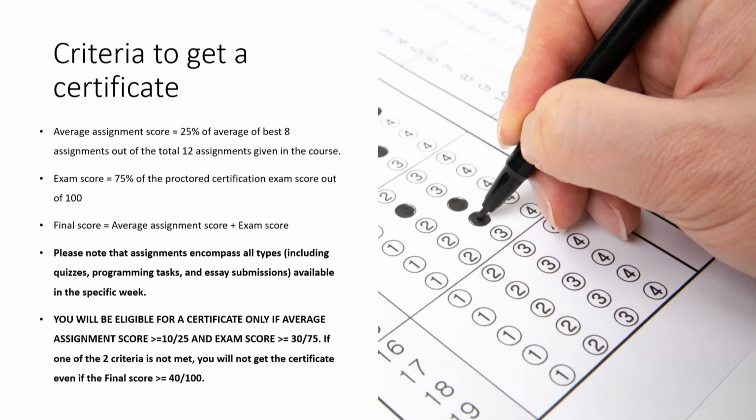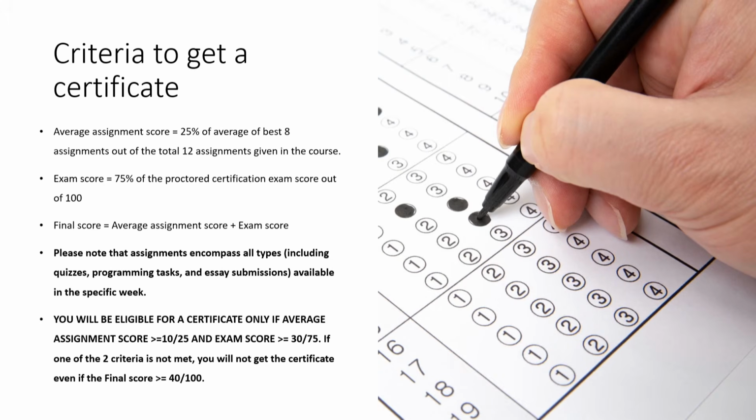To get a certificate, you need an average assignment score of 25% from your best 8 out of 12 assignments that you will submit on this course, and your exam score will be 75% of the proctored score out of 100. So, your final score will be calculated as a sum of the average assignment score and the exam score. Please note that assignments encompass all types including quizzes, programming tasks and essay submissions available in the specific week.